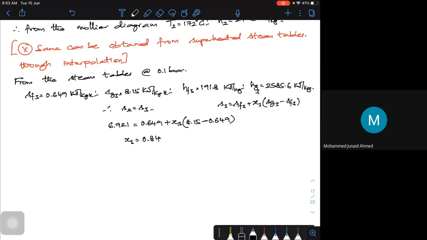So this is the value of your dryness fraction. From this, I need to find the enthalpies.